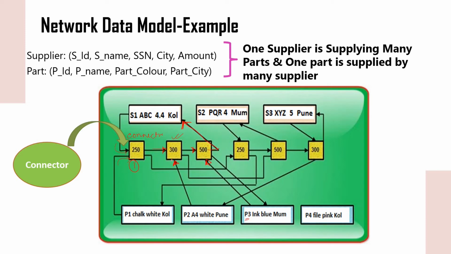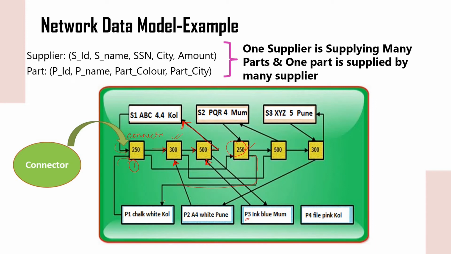Again this 250 is connected to 250, this over here. This 250 is connected to S2. That means part P1 is supplied by S2 by an amount 250. Understood? And part P1 is only supplied by S1 and S2. So I have ended up with this 250 over part P1.